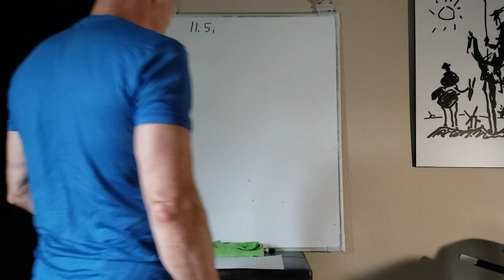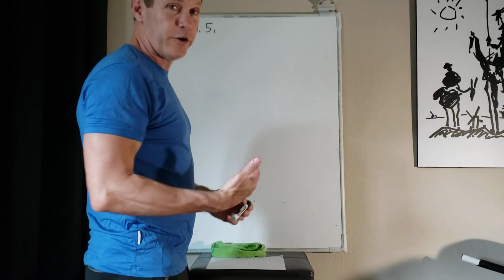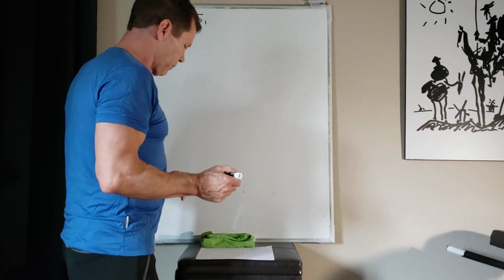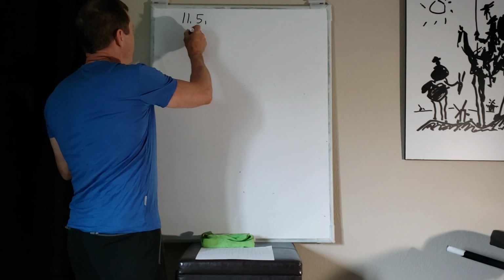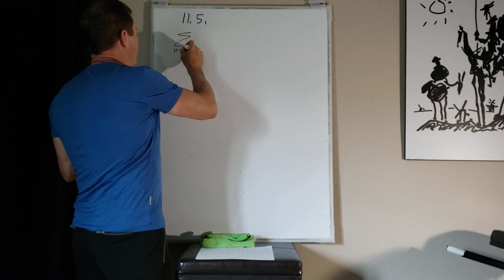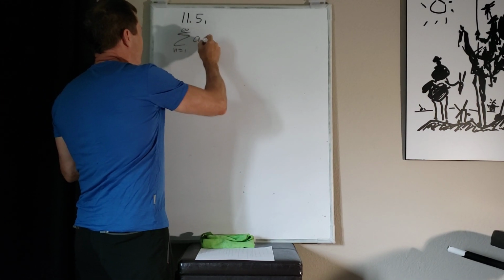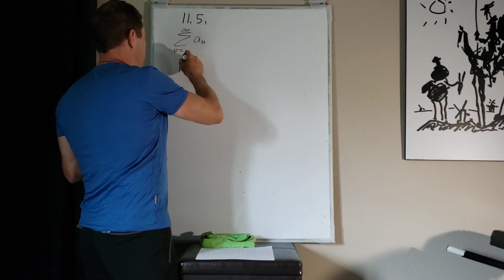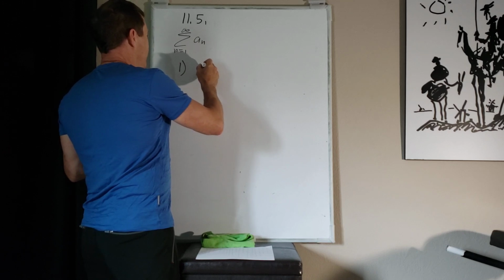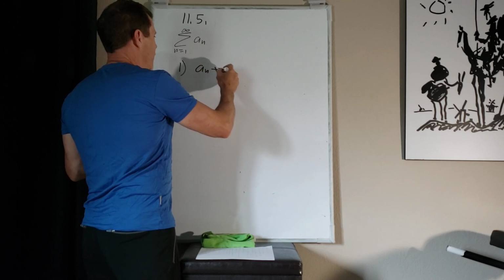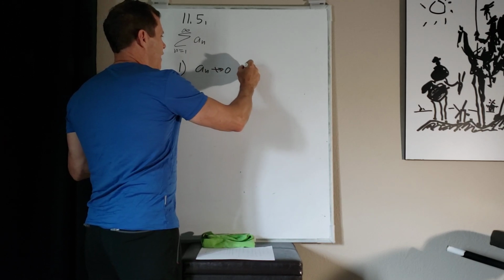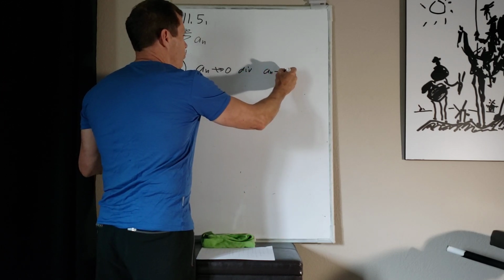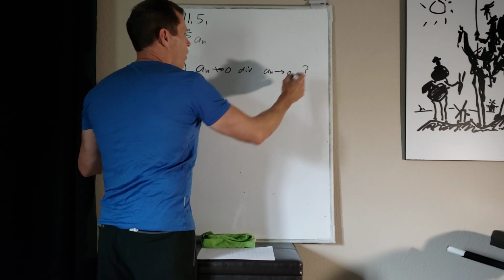Okay, let's do 11.5 today. So first thing I want to do is sum up what we've done so far. Okay, so a recap. If you got a summation, n equals 1 to infinity of an, first thing to look at is if the an's do not go to 0, it diverges. If the an's do go to 0, then you don't know what happens.